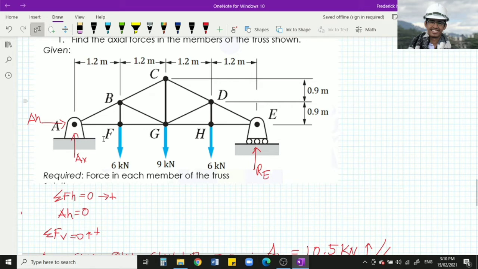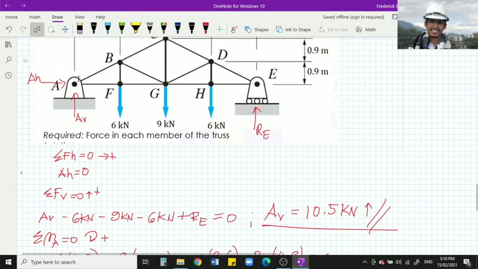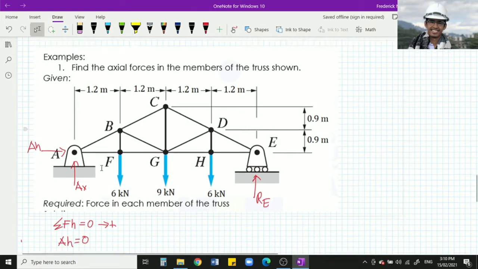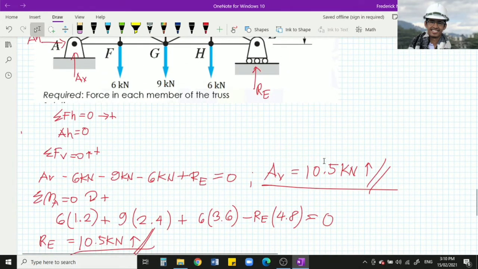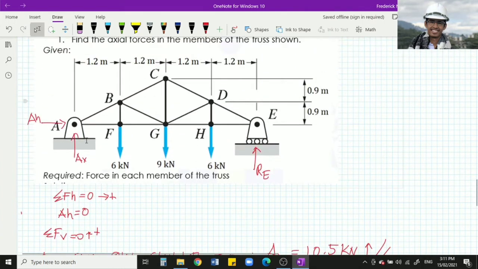So syempre sisimulan natin dun sa support. So kapag method of joints, mas okay simulan natin sa support kasi meron na tayong mga forces doon na nagre-react, no? Yung A vertical natin, yung reaction natin at E. Okay? So first is itong point A ang i-isolate natin. Okay? So i-isolate natin yung point A.